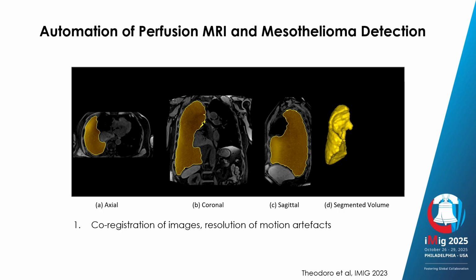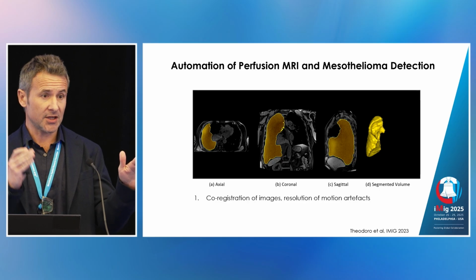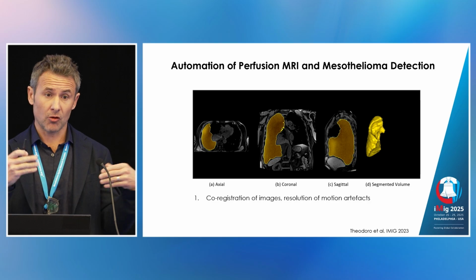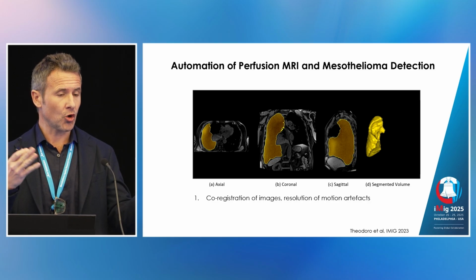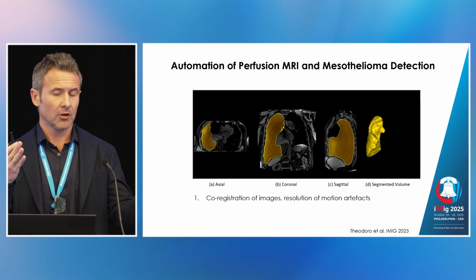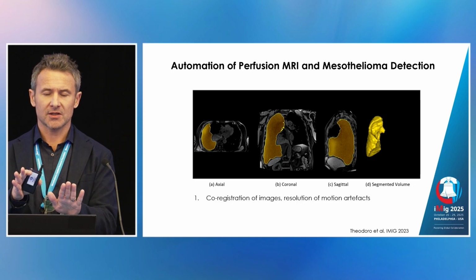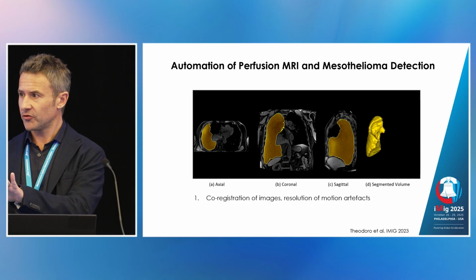And the first challenge with perfusion imaging is when you do perfusion imaging, you do a baseline scan, you inject some contrast, and then you have to repeat the scan to see how the contrast, the dye, washes into the pleura. So one of the big challenges is actually lining up the first scan with the second scan, with the third scan, with the fourth scan.